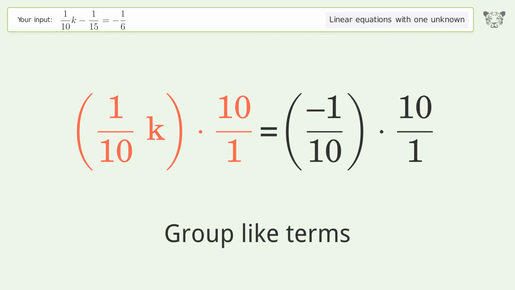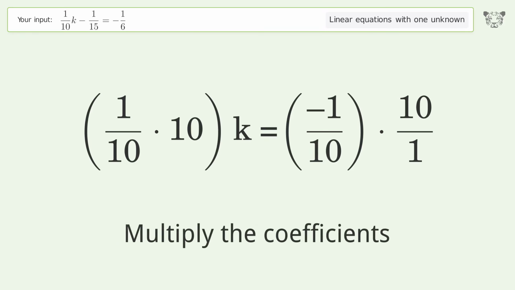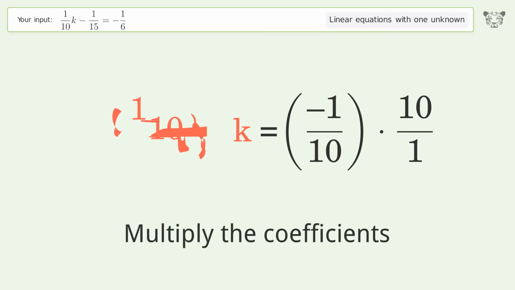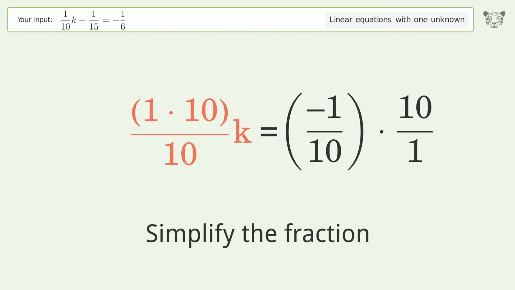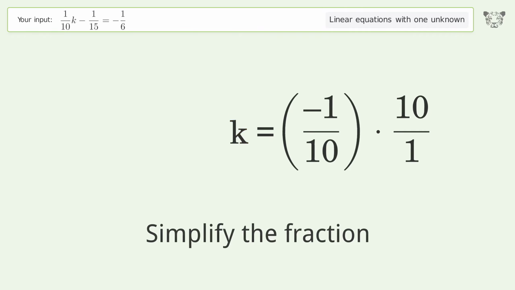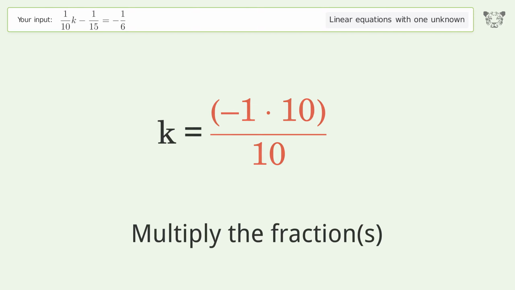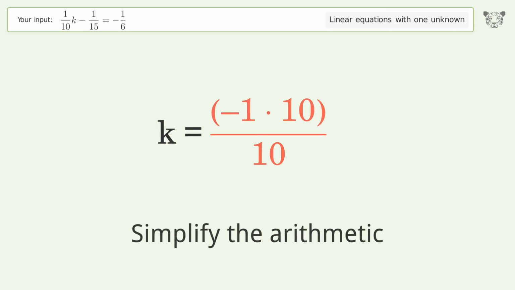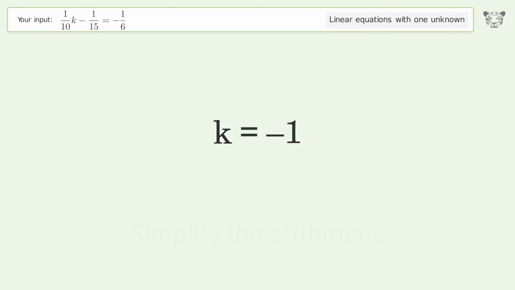Group like terms. Multiply the coefficients. Simplify the fraction. Multiply the fractions. Simplify the arithmetic. And so the final result is k equals -1.